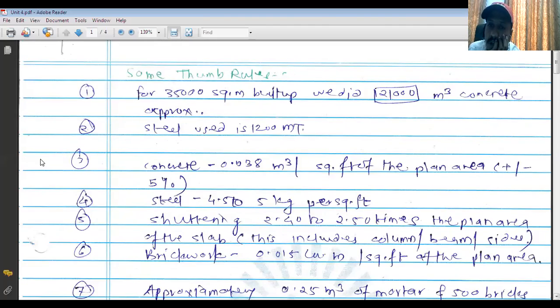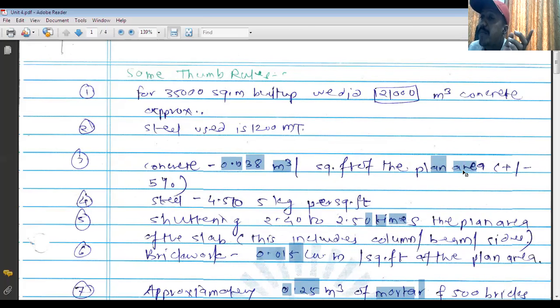Now listen to it very carefully. These are the thumb rules. They are going to vary a little bit here and there. This is the first thing you must know. Sir, you have told me that 0.038 meter cube of concrete we require per square feet, but now it is only 0.03, it is 0.04. It will vary a little bit here and there, so plus minus around 5% variation will be there. Please keep this in your mind. Concrete, we require around 0.038 meter cube per square feet of the plan area, plus minus 5% here and there.